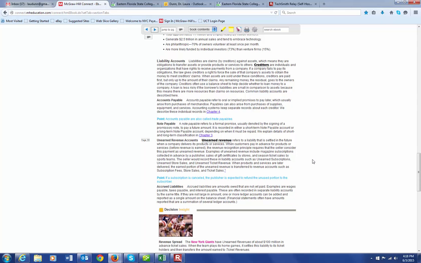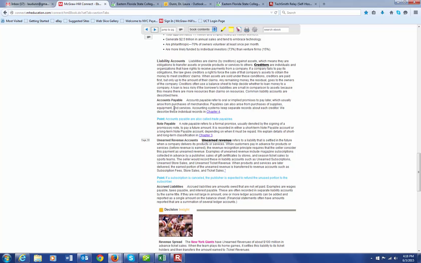Liabilities, we've already talked about this in Chapter 1, but liabilities refer to those claims that outside people, that creditors, have against your assets. These are people that have a right to get money from you because you have entered into some kind of agreement with them, or they've provided you with some type of service or product.